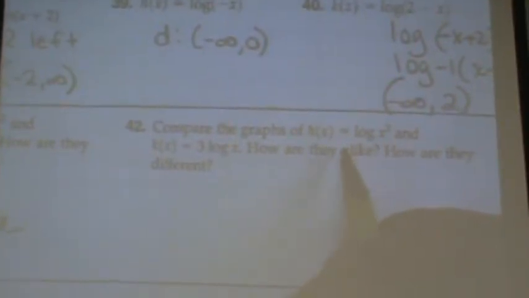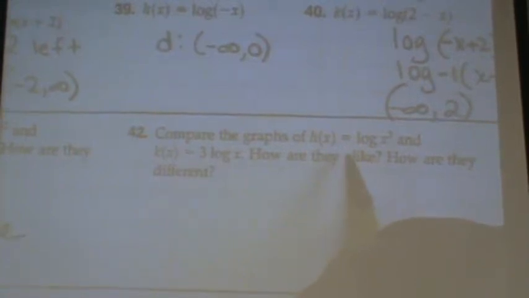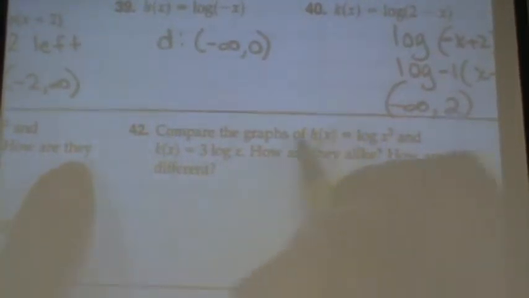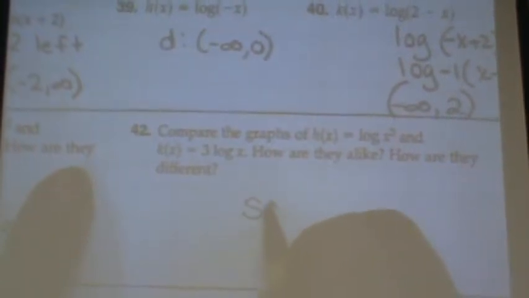And same with 42. They're the same graph. This 3 can go in front. It's the power property. You're going to learn that in section 5.5. So you can bring this out and it's the same graph.